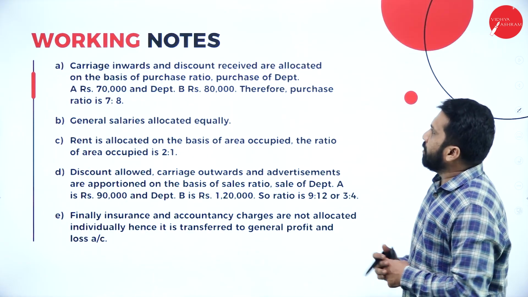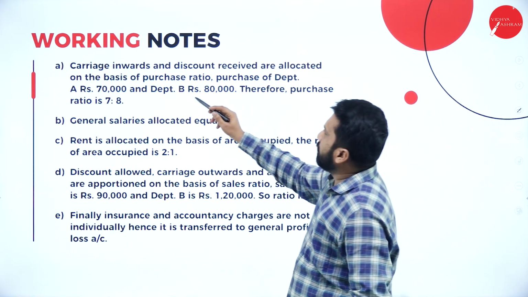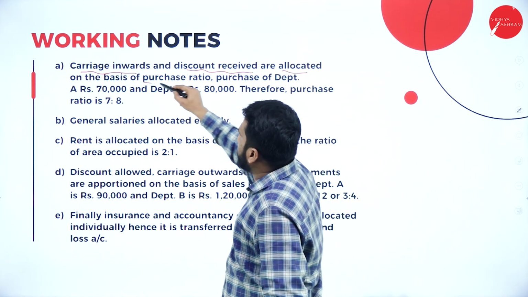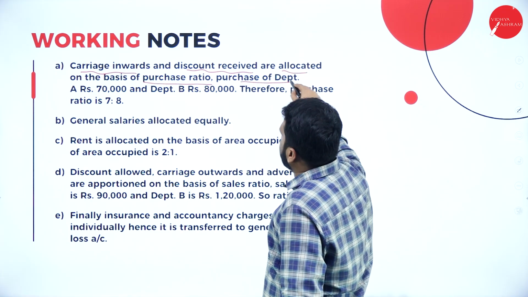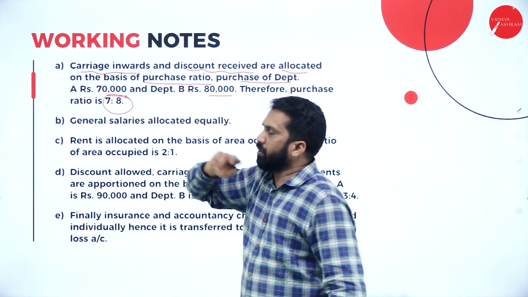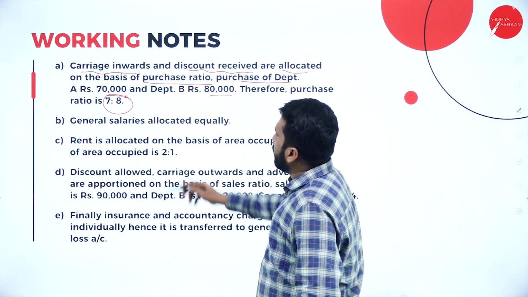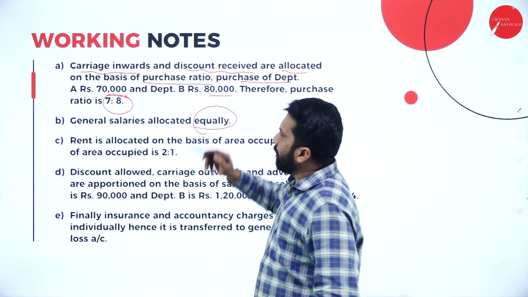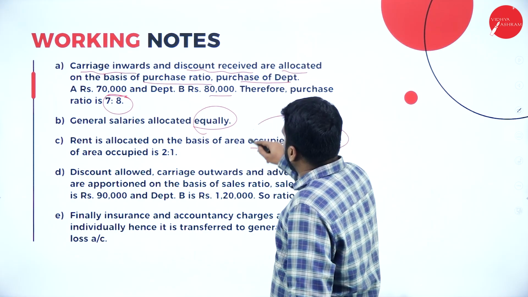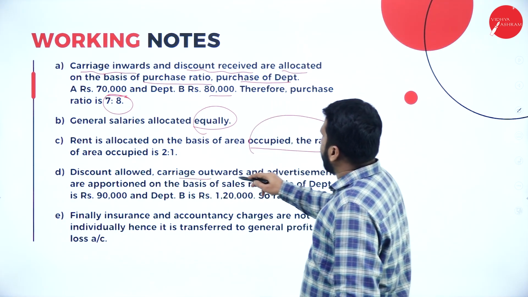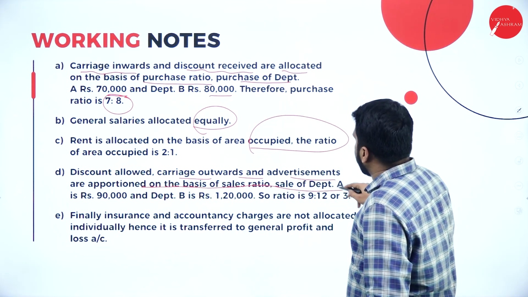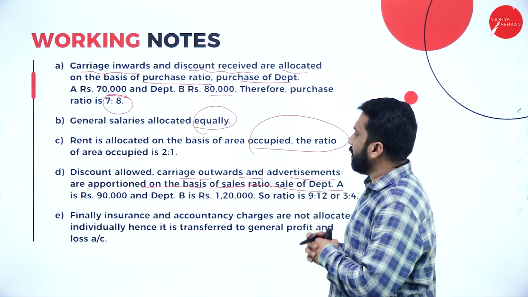Yes. So, individual notes: carriage inward and discount received are allocated on the basis of purchase ratio. Purchases of department A are 70,000 and department B 80,000, so it will be 7:8. Hope you are clear? Yes. General salary is allocated equally; you have to mention the note. Rent is allocated on the basis of area occupied. Discount allowed, carriage outward and advertisement are apportioned on the basis of sales ratio.